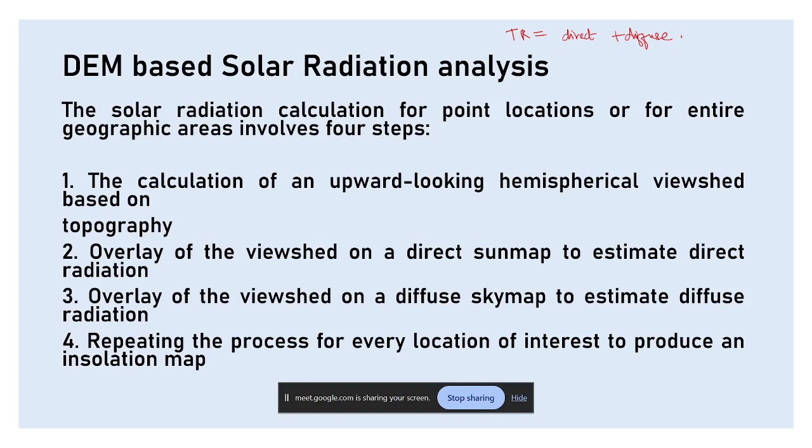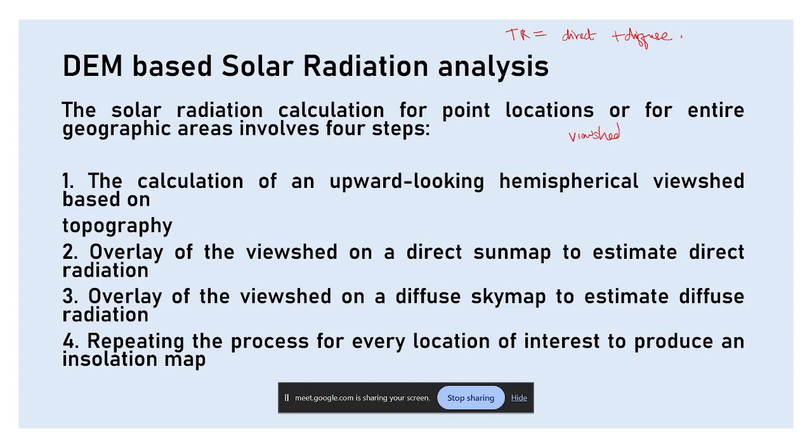Then you overlay this viewshed on a direct sun map to estimate the direct radiation that is present. Then you overlay the viewshed on a diffuse sky map to estimate the diffuse radiation. Then repeat this process for every location of interest to produce an insolation map. So it's a very stepwise thing. First and foremost, you need to have the viewshed.